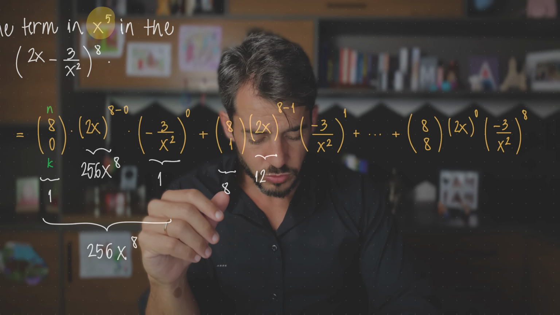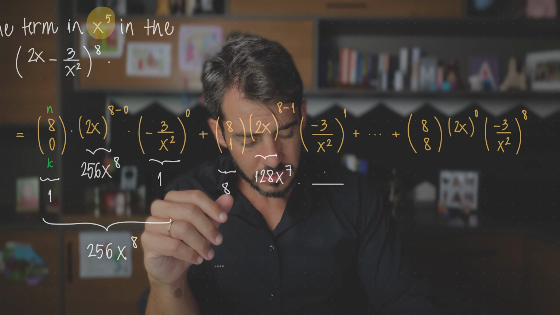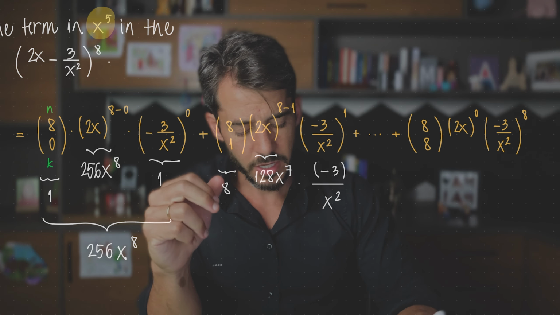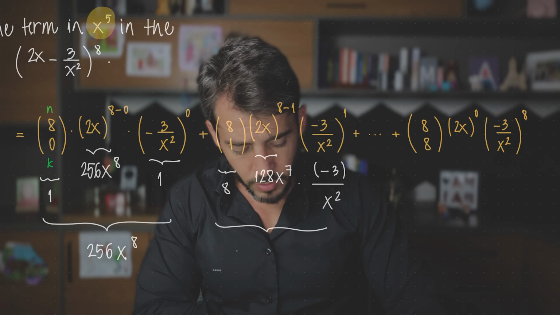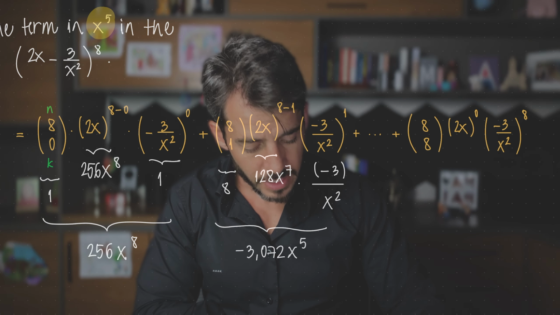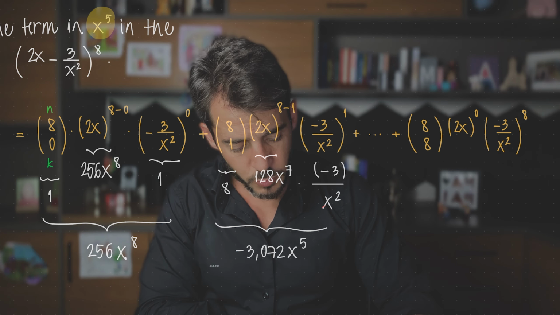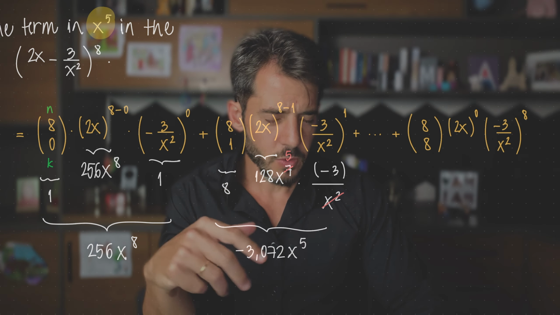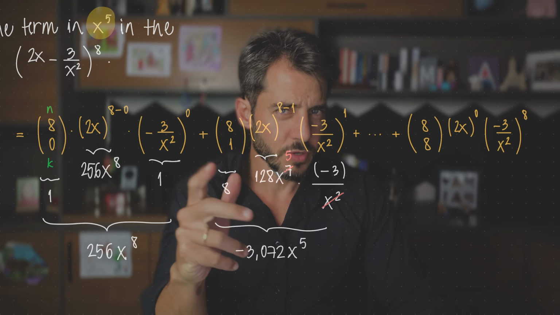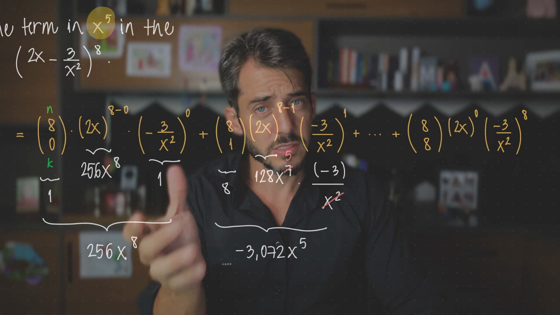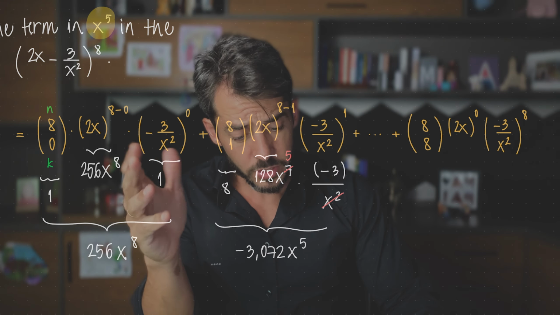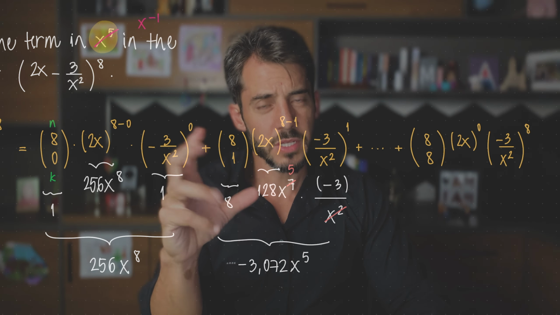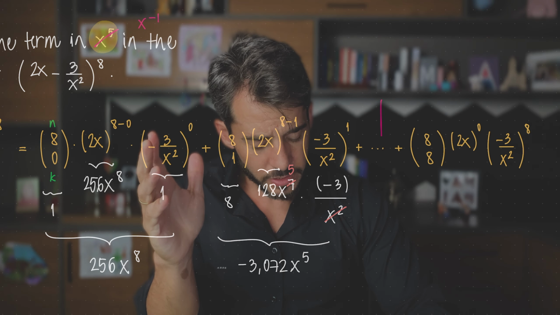Now we have 2 to the 7th, x to the 7th power times negative 3 to the first over x squared to the first power as well. And right here, we can already see the term in x to the fifth. That is because this x squared will simplify with this x to the 7th, becoming an x to the 5th. Now, again, this was easier because it was already in front of us, but we can make this exercise a little bit more complicated if we were to find, for example, the term in x to the negative 1, which means something over x, which is somewhere in the middle here.